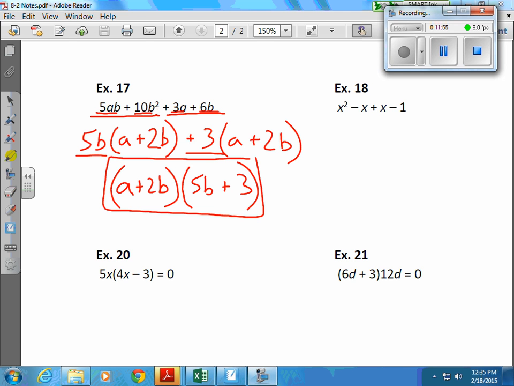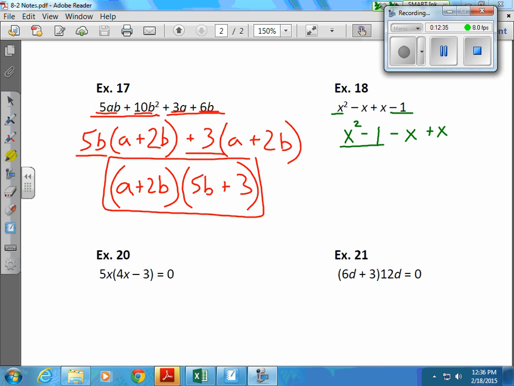What about 18? 18 is a little tricky. I have an x squared and an x, another x, and a minus 1. So I kind of need to remember my difference of two squares, I think, and that might help me with this one. Okay, so this one's tricky. What we're going to do is pair up the x squared and the negative 1. We're going to put x squared minus 1 minus x plus x. And here's why.